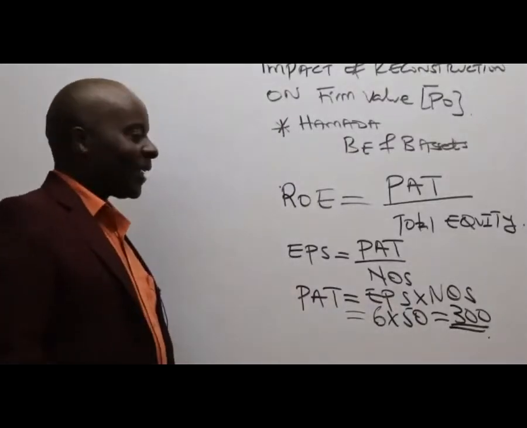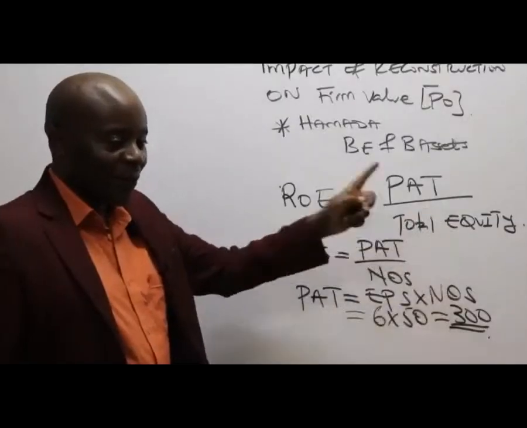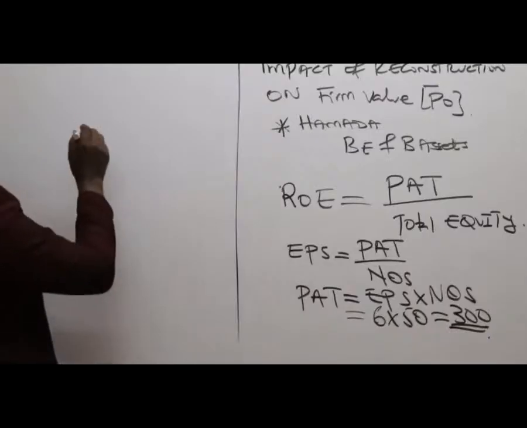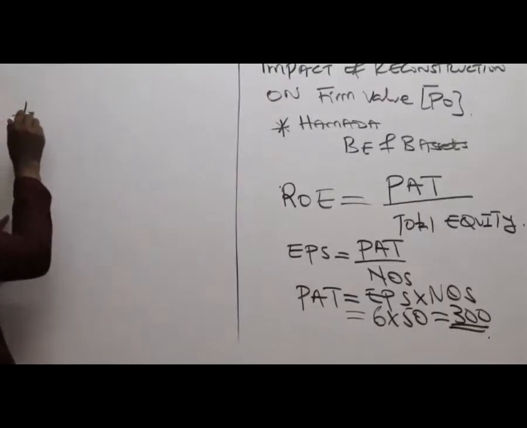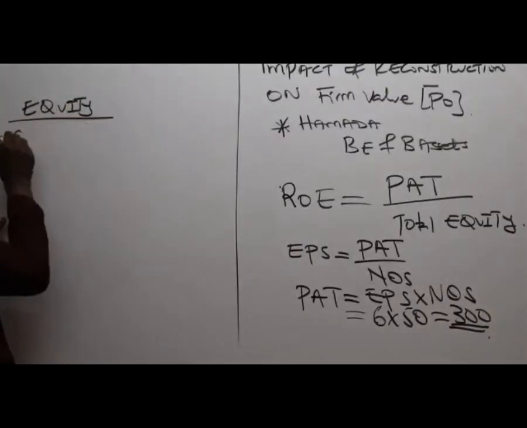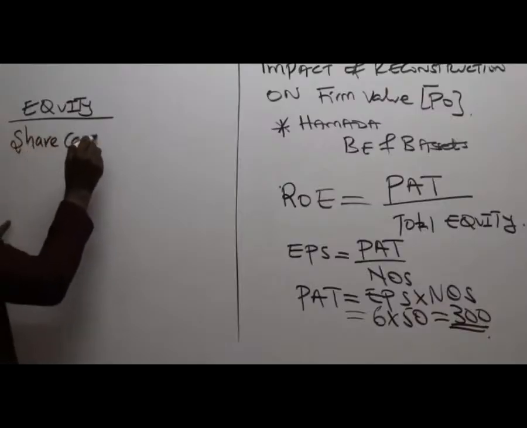Now, ladies and gentlemen, I would want us to go ahead very fast and ascertain the equity of the organization. Can somebody help me get the equity? Equity is quite an easy thing to get. Equity number one, I can see we have ordinary shares. So I have share capital.